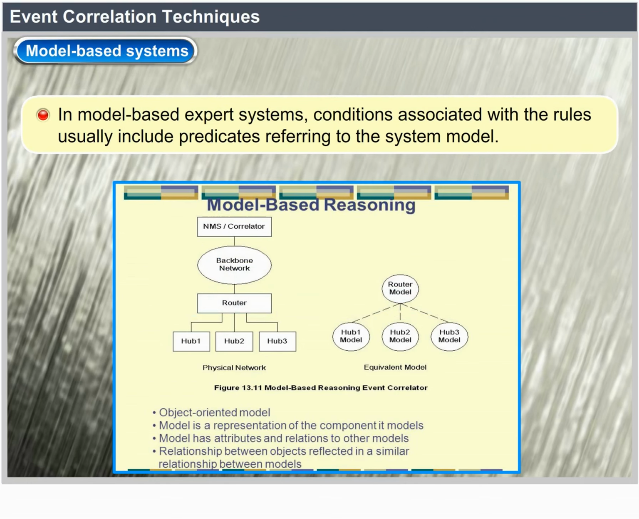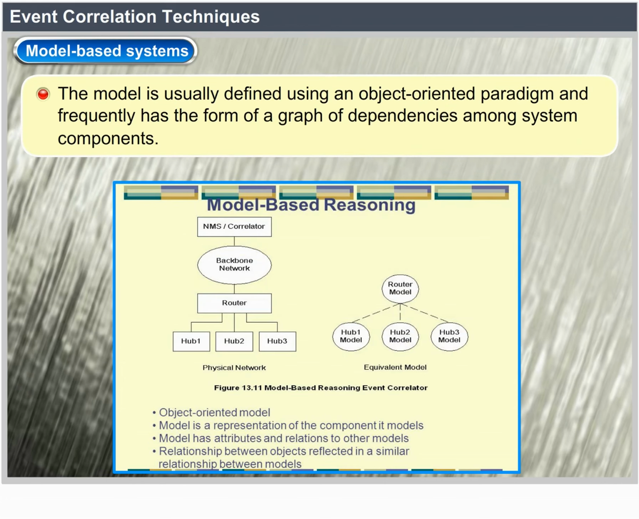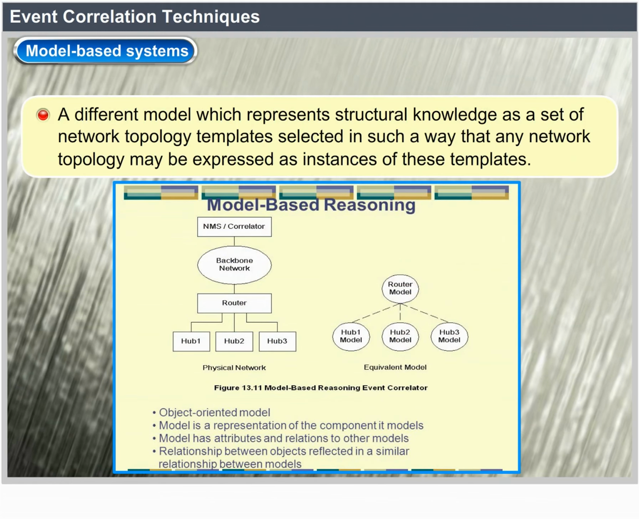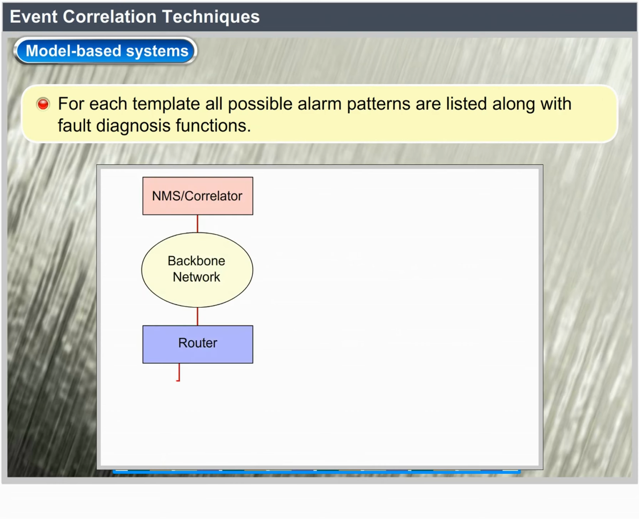In model-based expert systems, conditions associated with the rules usually include predicates referring to the system model. The predicates test the existence of a relationship among system components. The model is usually defined using an object-oriented paradigm and frequently has the form of a graph of dependencies among system components. A different model represents structure knowledge of network topology templates selected in such a way that any network topology may be expressed as instances of these templates. For each template, all possible alarm patterns are listed along with fault diagnosis functions.